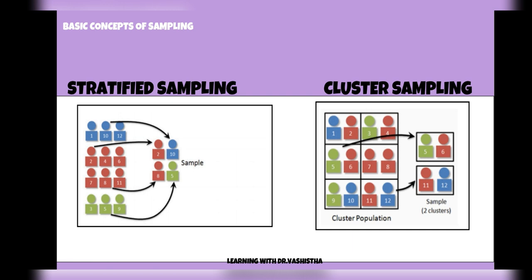The first is the cluster having 2 elements, 5 and 6, and the other one is having the 2 elements, 11 and 12. So these 2 clusters are being selected as sample.